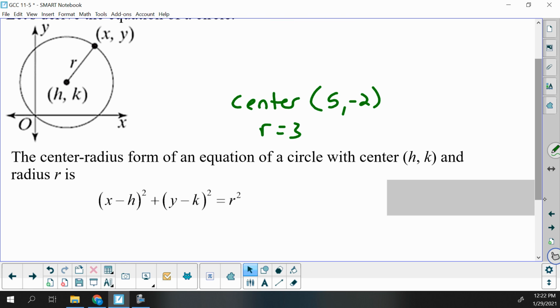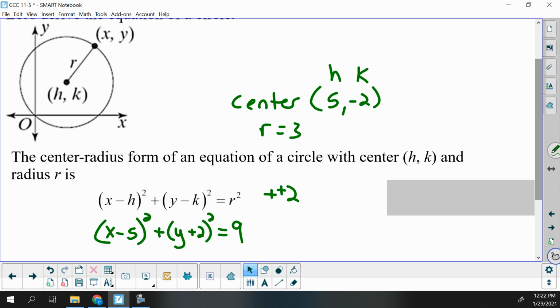Well, the center we said we usually call h and k. So that goes in the h and k spots in our equation. So we'll have x minus, and then our h value, which is 5, squared, plus we're going to have y minus our k value. So we're going to have minus a negative 2. Minus a negative 2 will become a plus 2. So you have y plus 2 squared. And then our radius is 3. 3 squared means 3 times 3, which is 9. So this would be the equation that would correspond to that center and that radius.